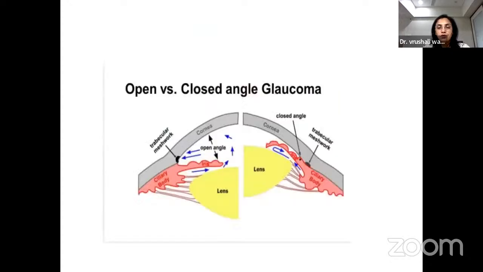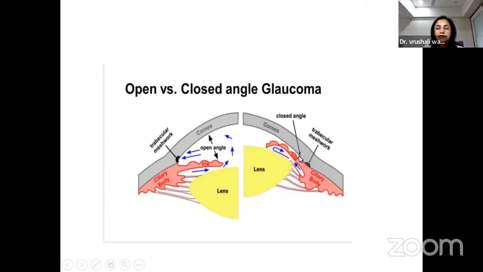So now what I told about is, and we'll be talking mainly on angle closure and open angle glaucoma. This is a comparative anatomical difference in open angle glaucoma and angle closure glaucoma. This is how the angle is open in open angle glaucoma, and the pathology is here in the trabecular meshwork. But in a closed angle or narrow angle glaucoma, the pathology is here.